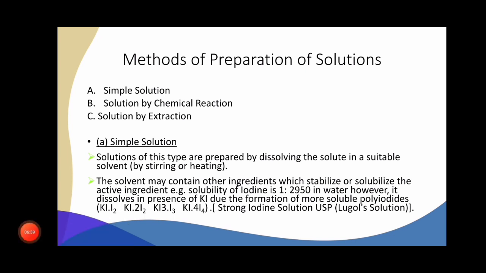So simple solutions are solutions of this type prepared by dissolving the solute in a suitable solvent by stirring or heating. The solvent may contain other ingredients which stabilize or solubilize the active ingredients. For example, the solubility of iodine is 1 in 2950 in water. However, it dissolves in the presence of potassium iodide due to formation of more soluble polyiodide.